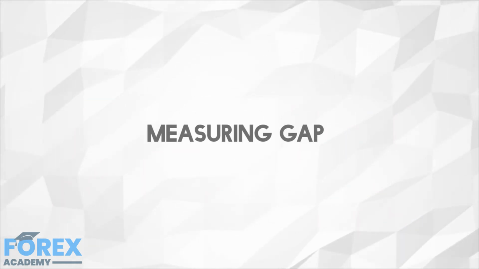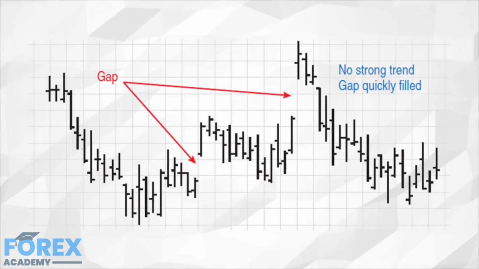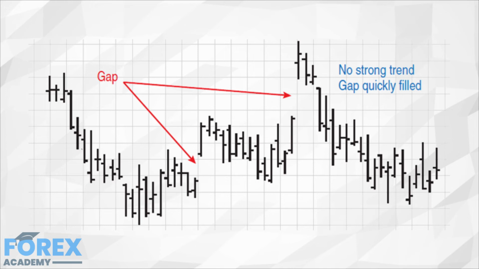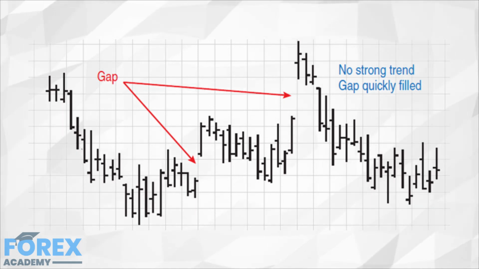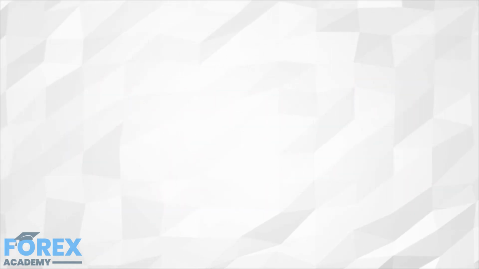Measuring gap. Also known as runaway or continuation gaps, they occur in the middle of a price pattern. They are also considered a signal that buyers or sellers are flocking and trading in the same direction. Measuring gaps will not occur during consolidation periods. They occur only during rapid price upswings or downswings. These gaps are not normally filled for quite some time as the push in one direction is too strong.